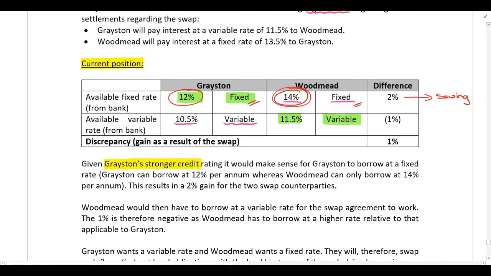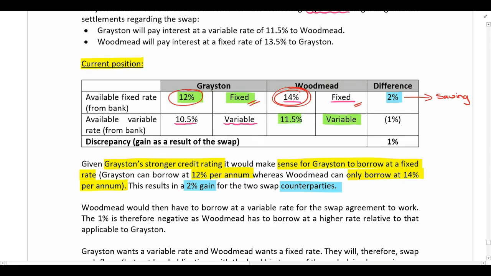Because Grayston has a stronger credit rating, it makes sense that they borrow at a fixed rate of interest, because they can borrow at 12% per annum, whereas Woodmead can only borrow at 14% per annum. So this results in a 2% gain for the counterparties. So that's the 2% saving that we calculated above.